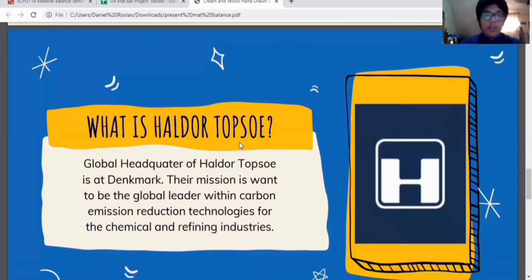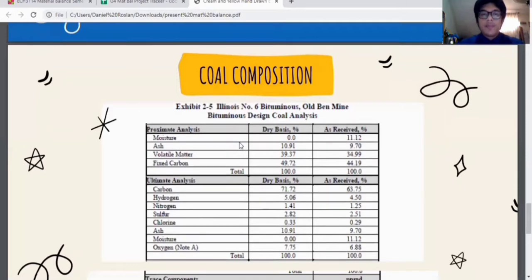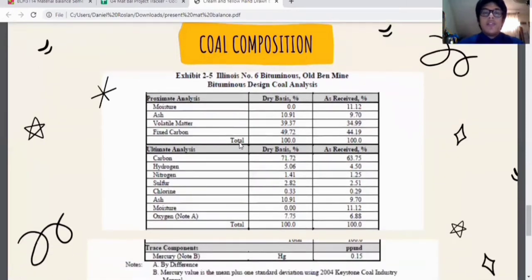So what is Haldor Topsoe technology? Haldor Topsoe is located in Denmark for their global headquarters. Their mission is to be the global leader within carbon emission reduction technologies for the chemical and refining industries. This is the type of coal that we are using, that is Enol 6, and this is the coal composition of it.